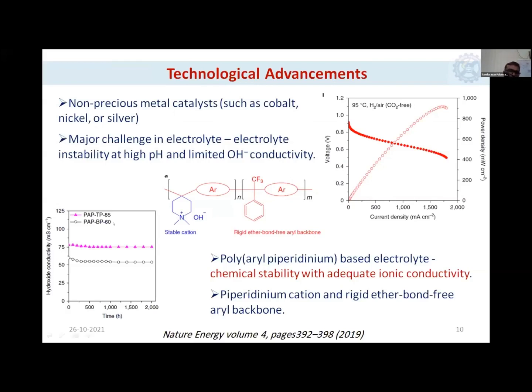Here they have tested two different electrolytes, one with a triphenyl backbone, another one with a biphenyl backbone. The triphenyl backbone with 85 composition with NMP was giving the better ionic conductivity. They have used it for fuel cell purpose here, and this gives almost 0.9 watt per centimeter square. So that is the maximum power density they got with this fuel cell.